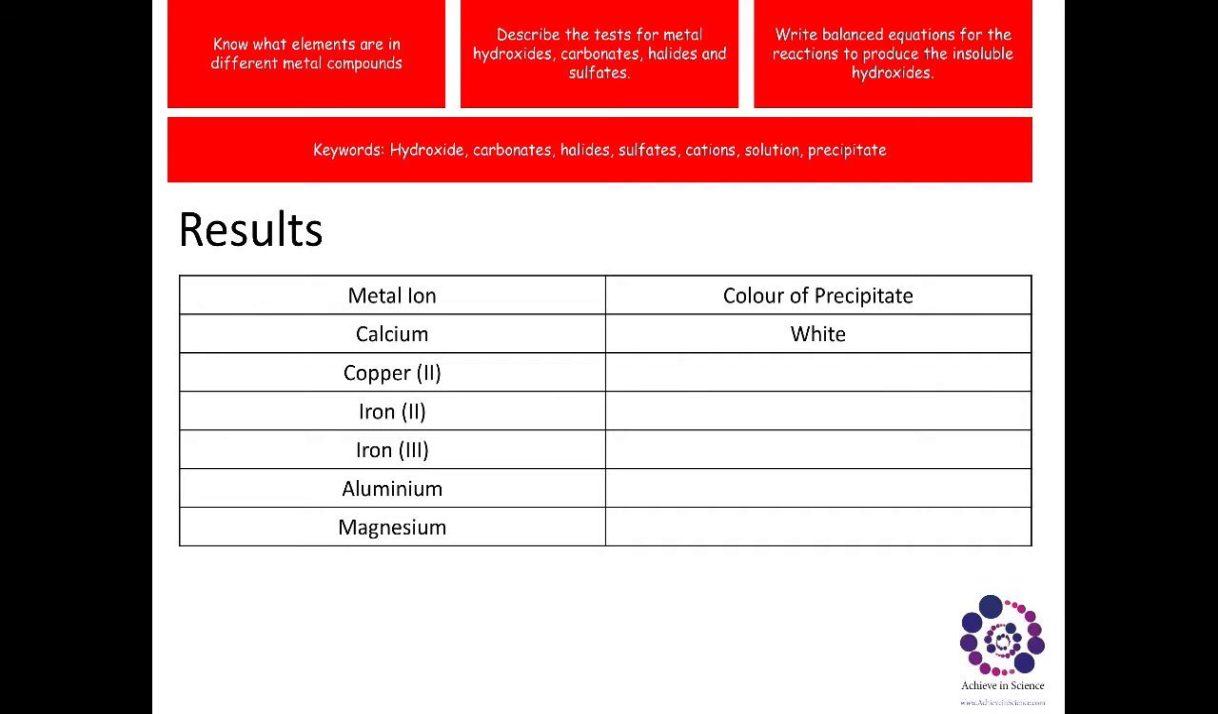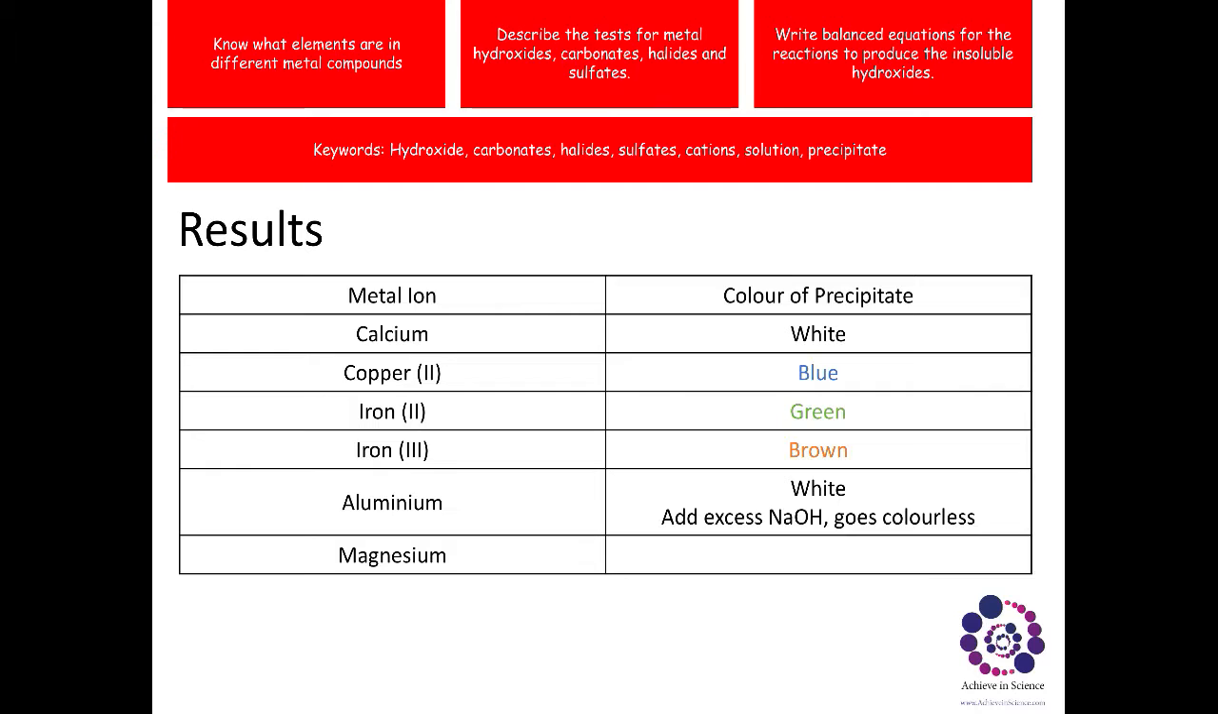With calcium, a white precipitate is formed. With copper 2, a blue one is formed. With iron 2, a green precipitate. With iron 3, a brown precipitate. With aluminium, a white precipitate is formed, but if you add more sodium hydroxide, it goes colourless. And finally, magnesium is also white.